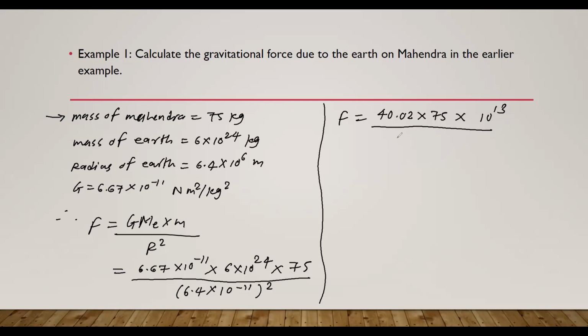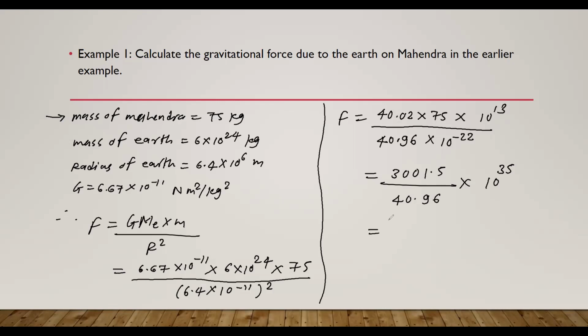6.4 into 6.4, it will be 40.96, into 10 raised to minus 11 चा स्क्वेअर आला 10 raised to minus 22. So इकडं again 40.02 into 75, it is 3001.5, divided by 40.96 into हे minus 22 वर गेलं की plus 22 होईल. ओके सो plus 22 आणि हे 13, 35. सो हे मिळेल तुम्हाला 10 raised to 35.